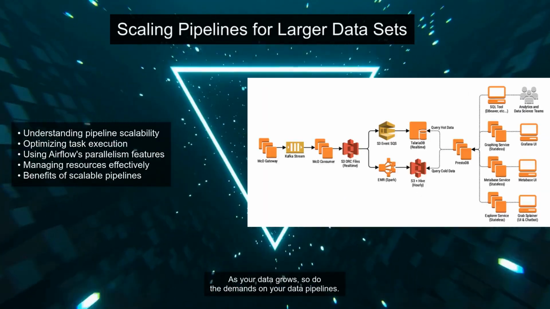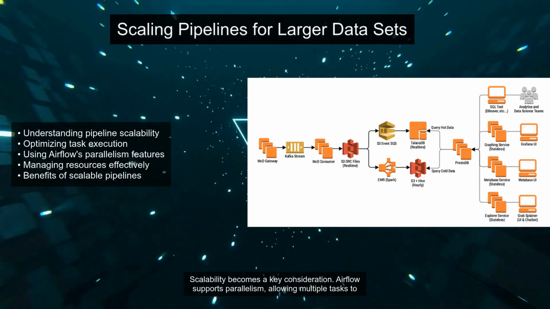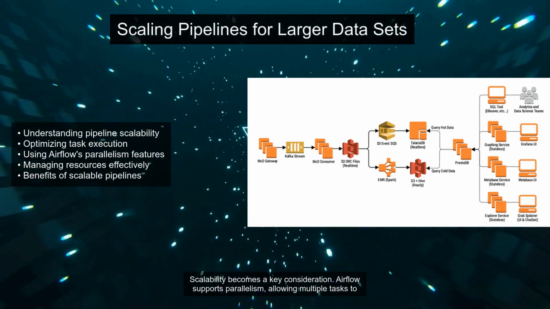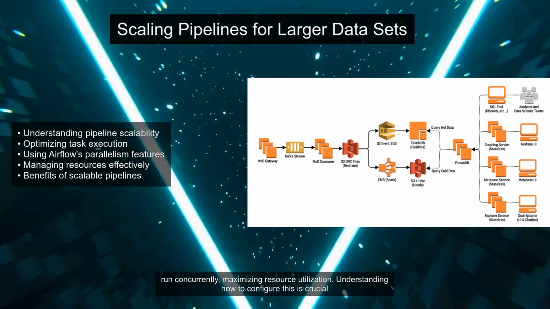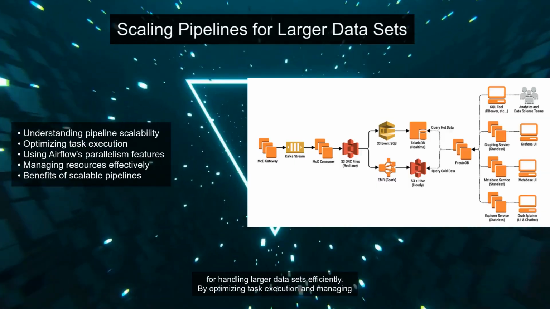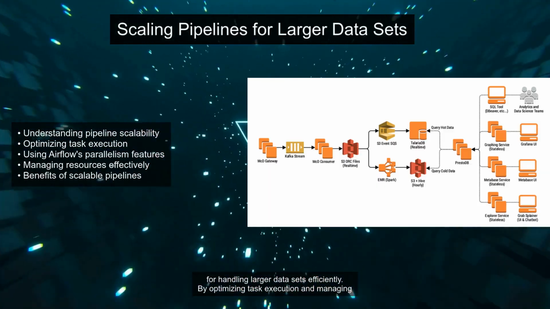As your data grows, so do the demands on your data pipelines. Scalability becomes a key consideration. Airflow supports parallelism, allowing multiple tasks to run concurrently, maximizing resource utilization. Understanding how to configure this is crucial for handling larger data sets efficiently.